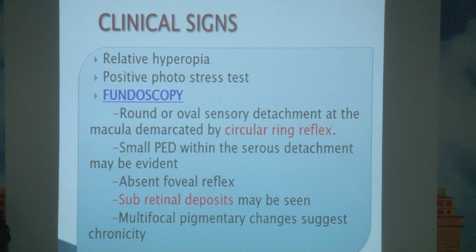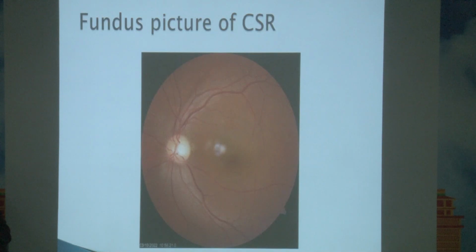If you do fundoscopy, a typical circular ring reflex is seen in the fundus. In the center of this reflex, at the elevated macula, we see a small PED, a white spot which is the cause of the serous detachment. Of course, the foveal reflex is absent, and sometimes subretinal deposits are also seen in this area. In the recurrent stage, you get multifocal pigmented changes. It's a typical picture of CSR fundoscopy. You can see it with direct or indirect fundoscopy.